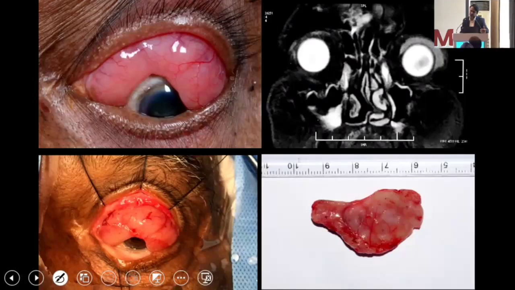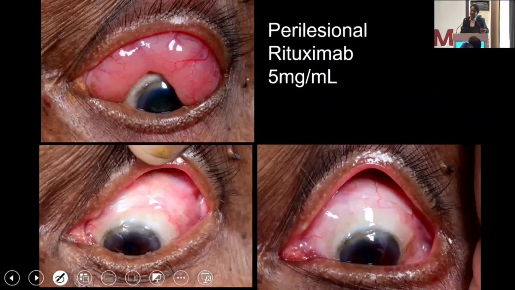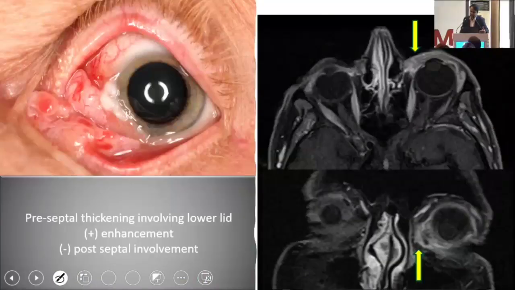For lymphoma, which is extended beyond the confines of the conjunctiva, sliver of it hugging the equator and going beyond, obviously not excisable by surgery. Earlier we would give radiation. Now we simply inject perilesional rituximab with good results.